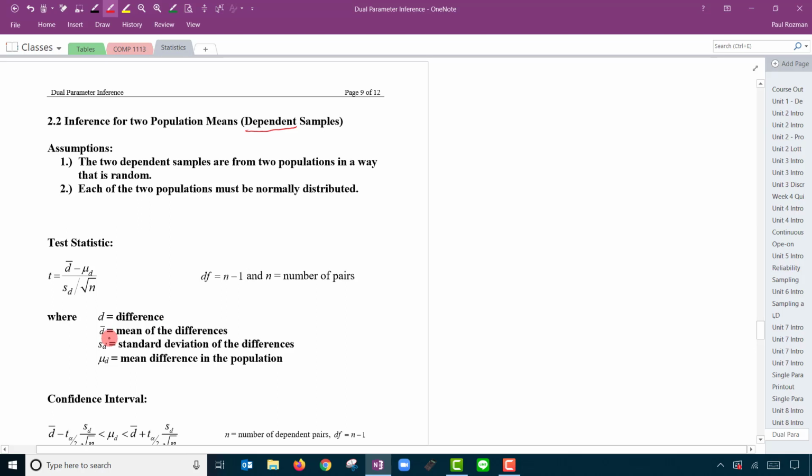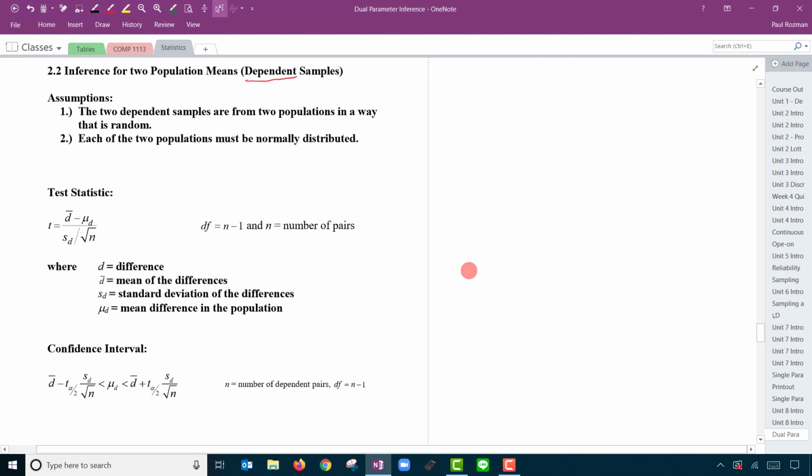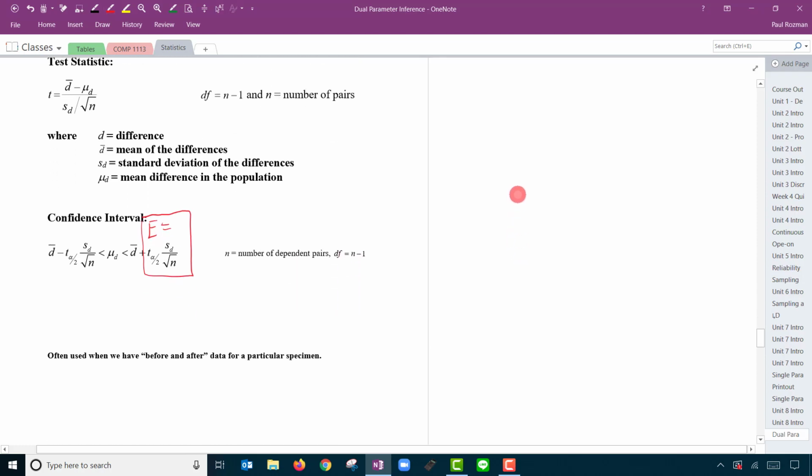That single variable has a mean, that single variable has a standard deviation, and we're interested in the mean difference for the whole population. We can also construct confidence intervals for these mean differences, where here is our formula for the error. It's a t-score times the standard error. A weird thing here is the n is the number of pairs, not the number of individual values that you have, and your degrees of freedom are just n minus 1. Let's try an example here.